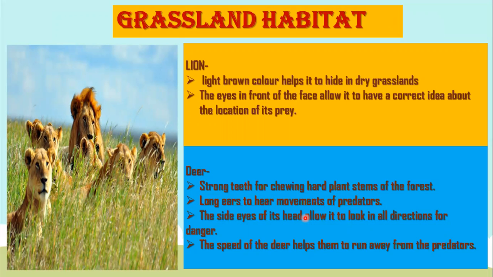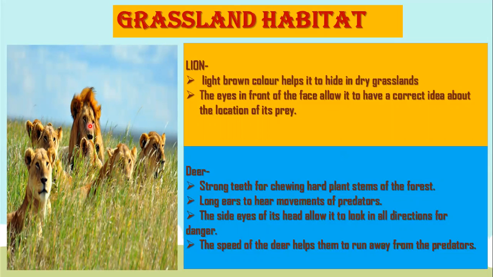If you see, the eyes are in front of the face. The eyes are not on the sides; rather they are at the very front in order to have a correct idea about the location of the prey. Now, if we talk about animals in the grassland, that is the deer. Deer first feed on the stems or the leaves of the trees, so they have very strong teeth.